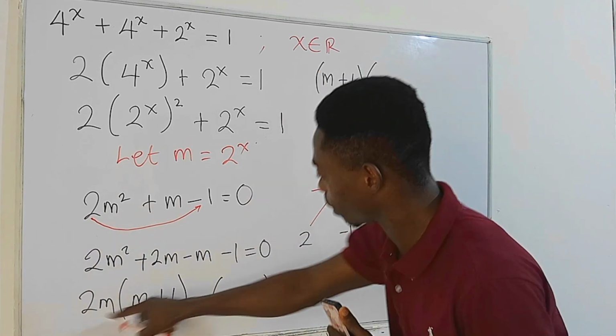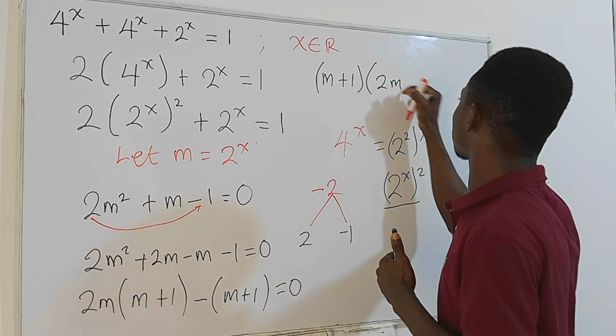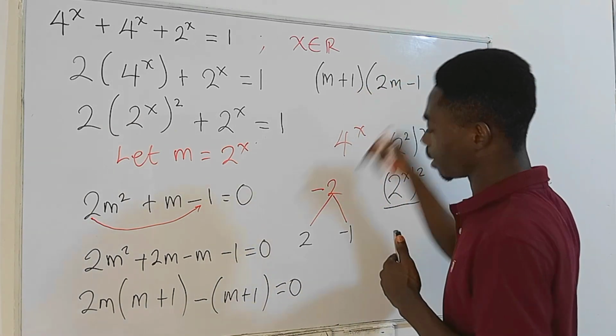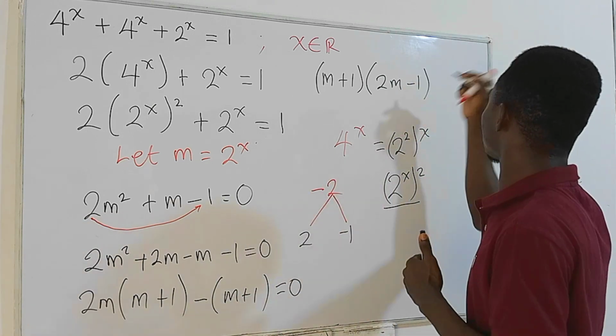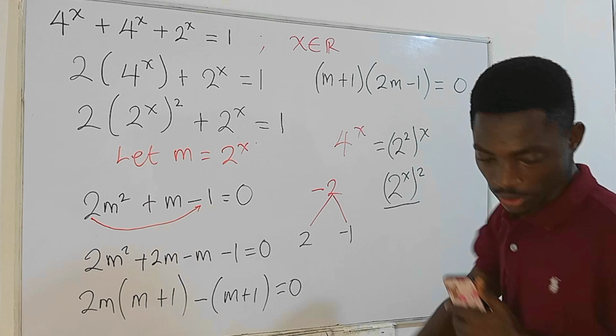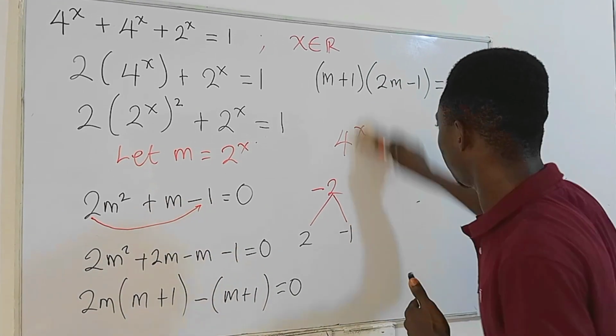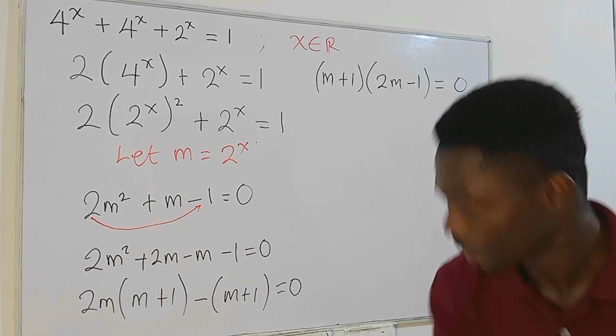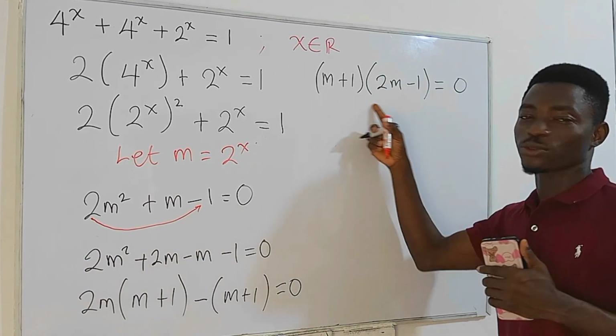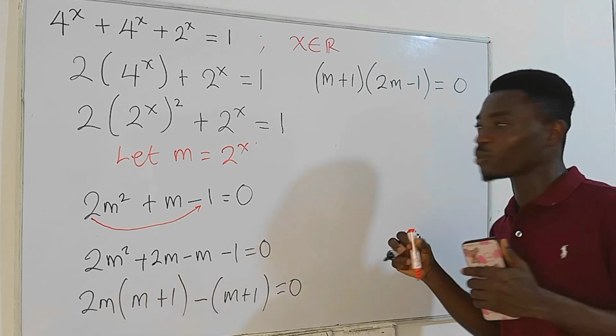Then right here we'll be left with 2m. And then here we'll be left with -1. As simple as that. And this is equal to 0. Now, I'll get rid of this quickly and then proceed right from there. Now check this. Product of two factors is 0. Of course, we can form two equations.